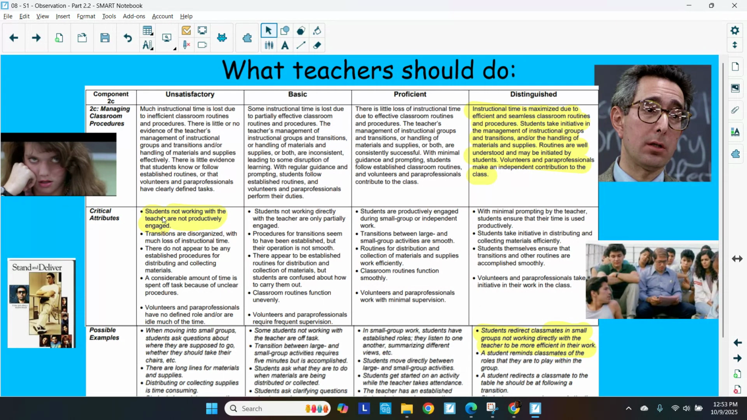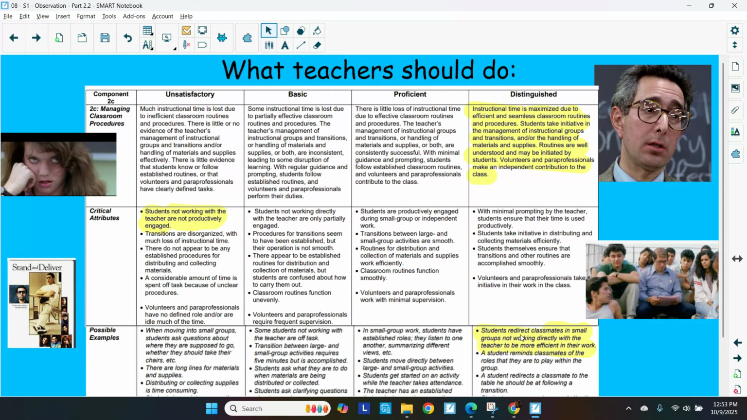Here's one comment I did want to make. Students not working with the teacher are not productively engaged. So if a teacher is going to help out a student, you've got to make sure that they're with you. And I mean with you, paying attention, focusing on what you're trying to say, because if not, it's just a waste of the class's time because you're trying to help that one person who doesn't want help. So don't waste your time.